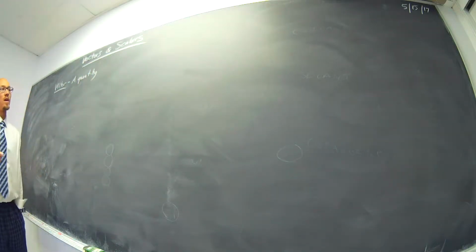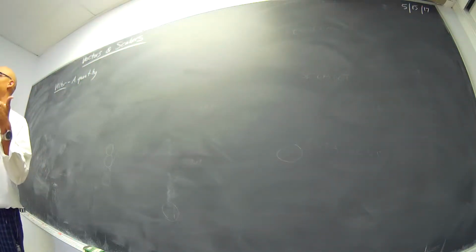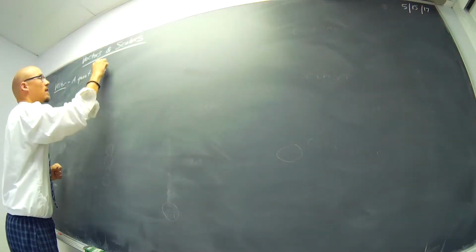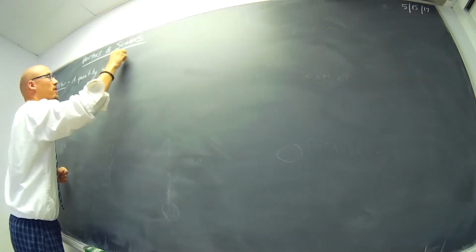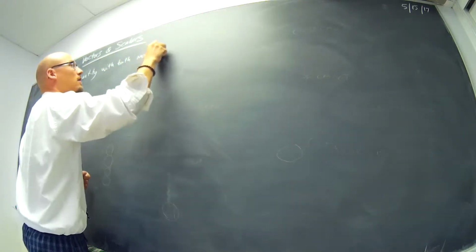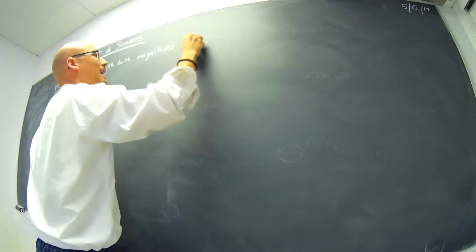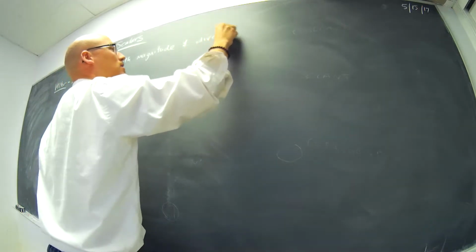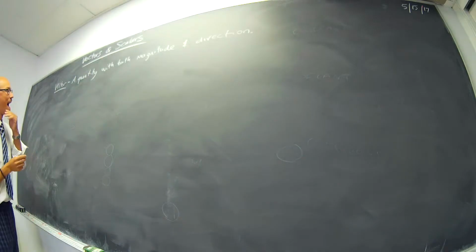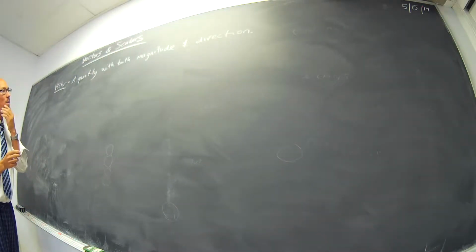So a vector is a quantity with both magnitude and direction. It's a two-parter. A quantity with both magnitude and direction. What else can I say?